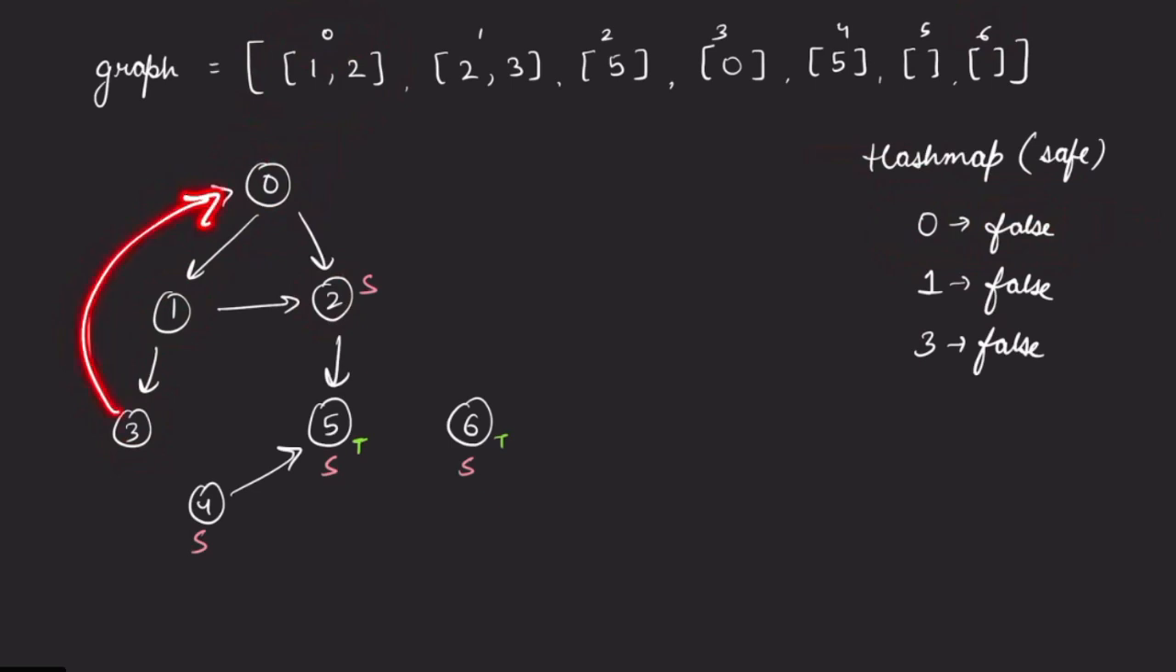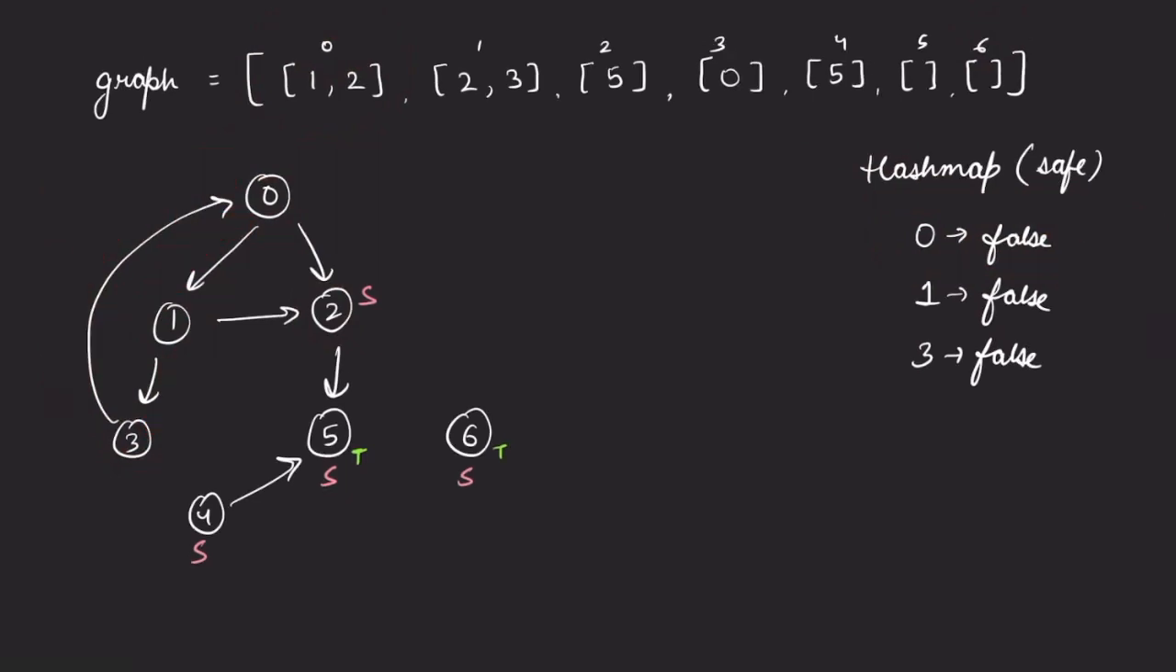So as soon as we are visiting a node and it is already present in our hash map with a value as false, we can say this is a cycle and we can return from this node, right? So basically this node will return a false over here, 3 will also return a false and 1 will also return a false. So eventually 0 returned false for the first path itself. So we won't push this 0 in our answer because this is not a safe node, right?